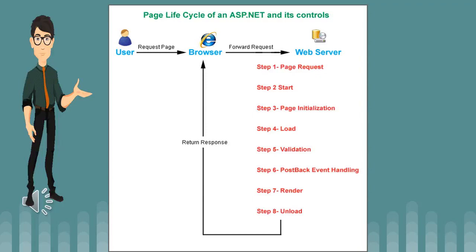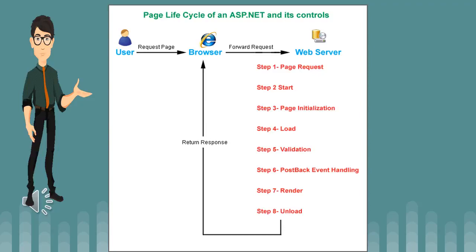Postback event handling. If the request is a postback, any event handlers are called. The event handling for server controls occurs during this stage. Render. During rendering, view state is saved to the page and then the page calls on each control to contribute its rendered output to the output stream of the page's response property. Render is not really an event. The HTML of the page and all controls are sent to the browser for rendering.